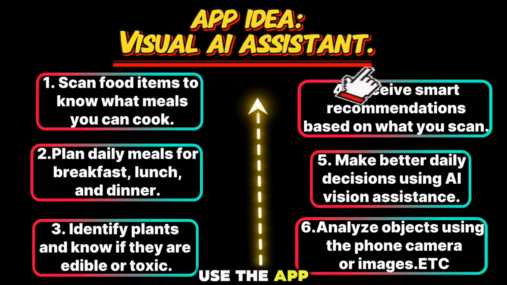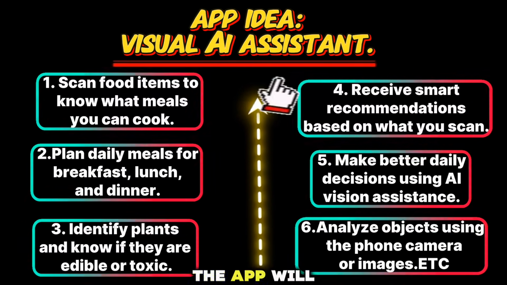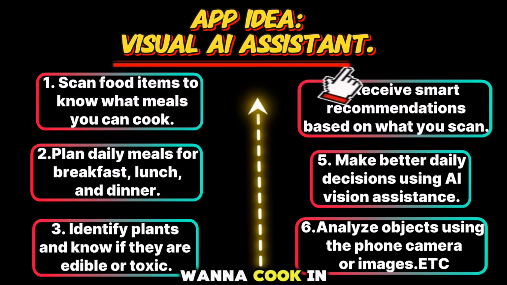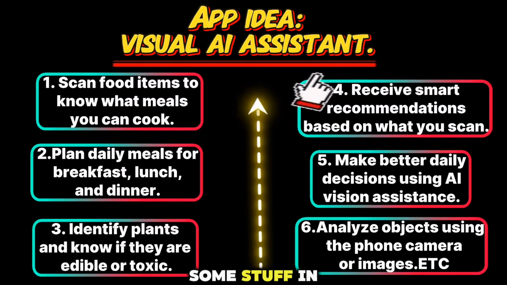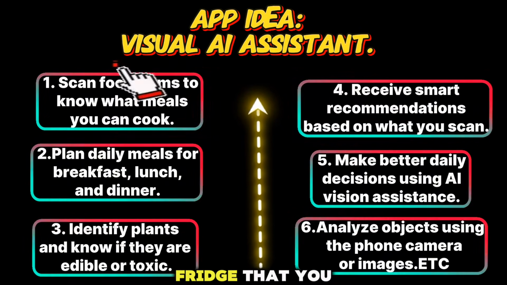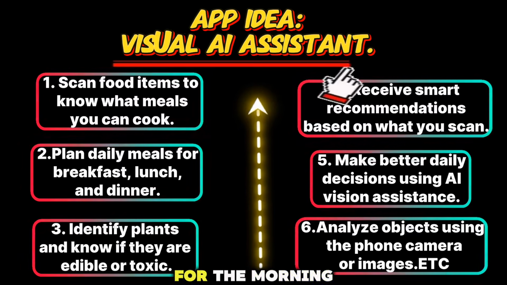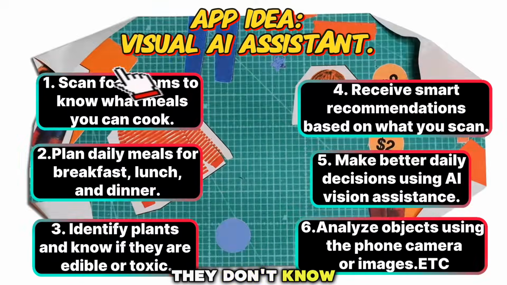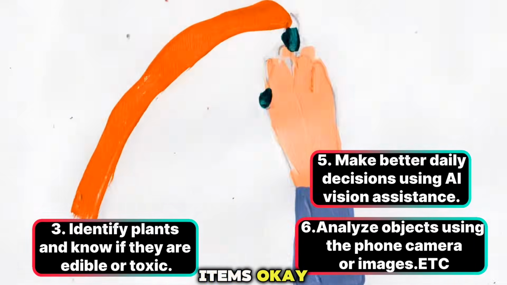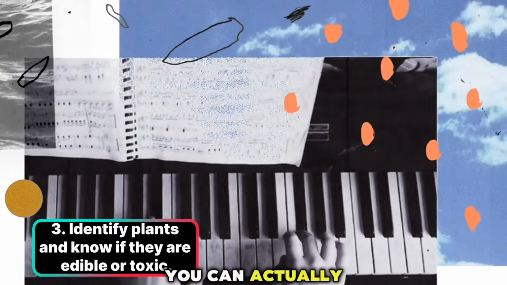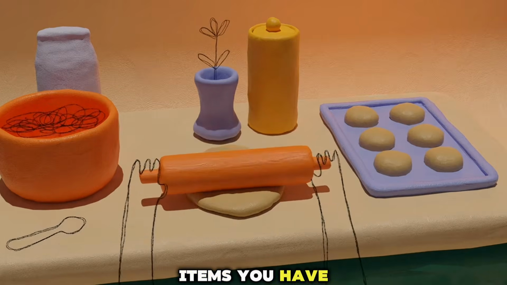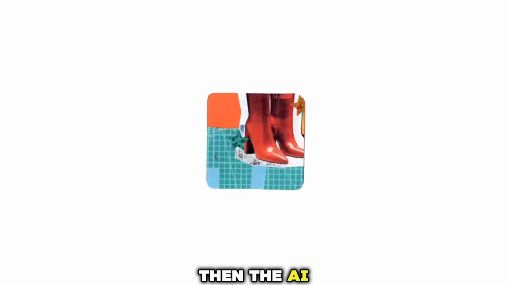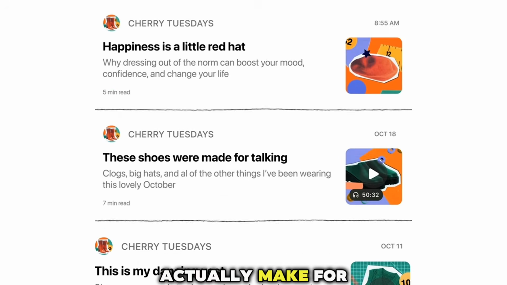You can actually use the app to discover some meal. The app will have a camera access where if you don't know the type of meal you want to cook in a particular day, or there are some stuff in your fridge that you are just confused, you don't know what to eat for the morning, in the afternoon, in the night. I know there are people like that. They will have food at home, they don't know what to cook, but they have a lot of food items. So on that particular application, you can snap all the food items you have in your fridge. When you take a snap of all of them, the AI will now analyze what you can actually make for the day.